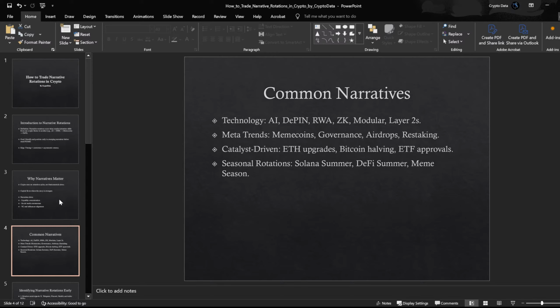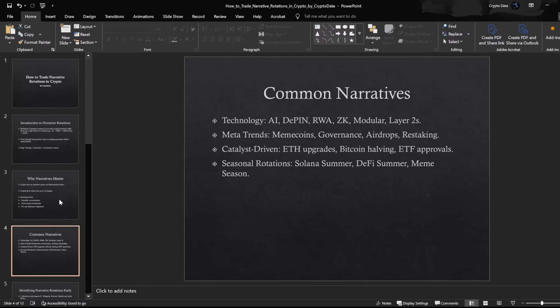And it's very, very imperative that you identify them. Now, you can also go to CoinMarketCap or CoinGecko and actually see the different sectors and different narratives split, and you can see which coins are identified in each. So that's also something big you can do. But for example, for technology, you have AI, DePIN, RWA, ZK, modular, and layer 2s.